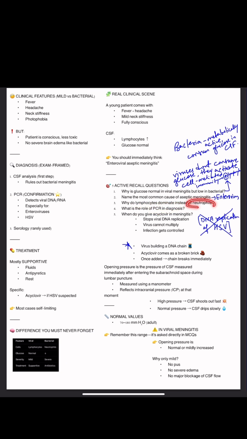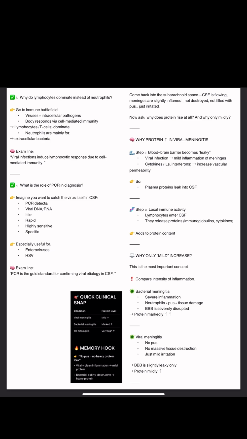Why do lymphocytes dominate in viral infection instead of neutrophils? The answer is that the immune system is activated. Viruses are intracellular pathogens. They activate cell-mediated immunity, so lymphocytes, T cells, dominate. Neutrophils are mainly for extracellular bacterial infections. A bacterium will come and do its pathogenesis, but when a virus comes, it invades the cell and then triggers cell-mediated immunity. So viral infections induce a lymphocytic response due to cell-mediated immunity.